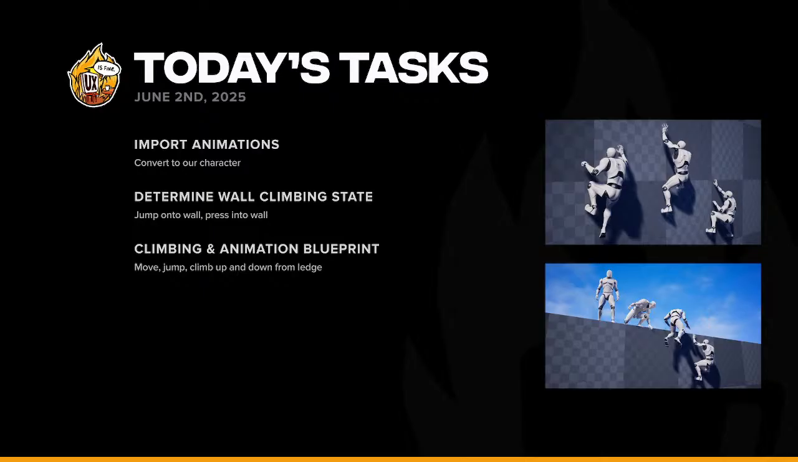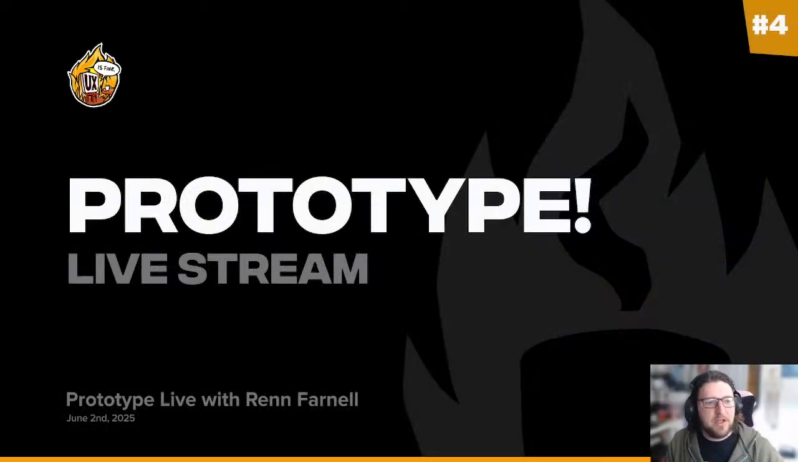First we're going to be looking at importing the animations that I have, a pack from the Fab Marketplace, and then determining the wall climbing state: jumping onto the wall, pressing into the wall, climbing up that, moving around, getting the animation blueprint set up. And then if we're lucky and we have time, we can do some climb up and down from ledge, but we may have to do that in another stream. So let's jump into that.